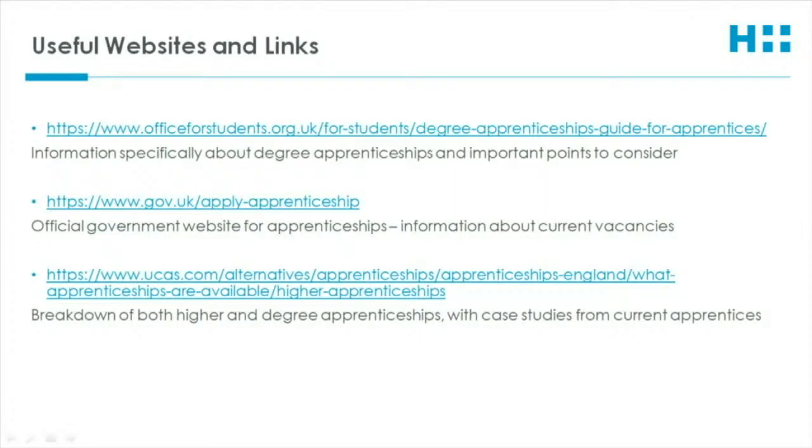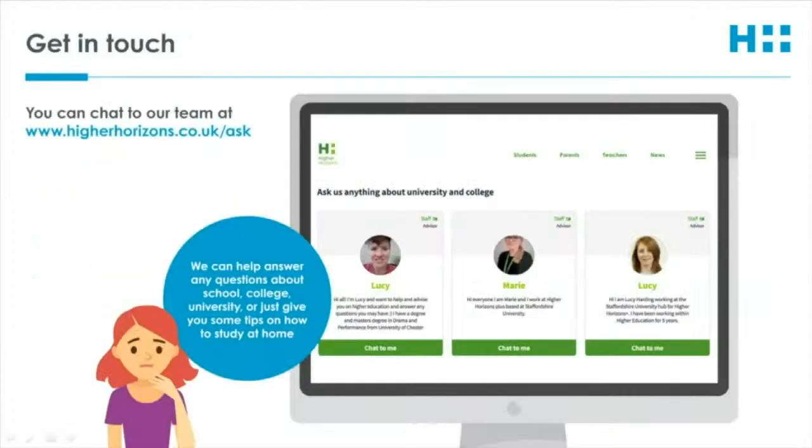So finally, just some useful websites and links. The Office for Students website has information specifically about degree apprenticeships, some important information on the potential pros and cons. The gov.uk website, I've already shown you what it looks like. It's the official government website for apprenticeships, and that will give you information about current vacancies. And as I said as well, the UCAS website has a section on apprenticeships with a breakdown of both higher and degree apprenticeships, with case studies from current apprentices as well.